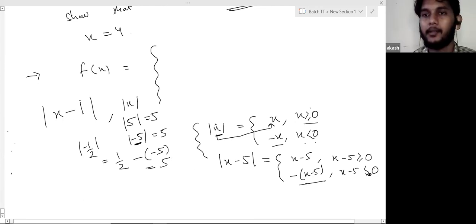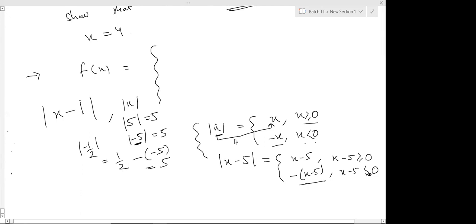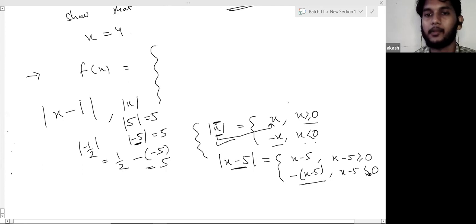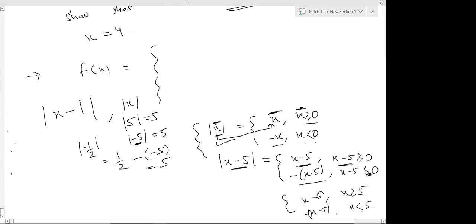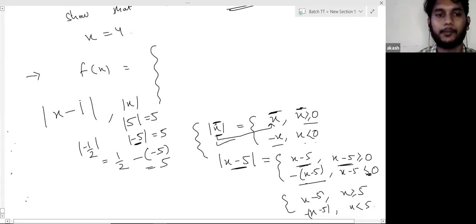Ryan, this thing is clear? Yes, sir. So we replaced x with x - 5. So this thing will also be replaced by x - 5, and this thing will also be replaced by x - 5. So we can simplify this as x - 5 when x is greater than or equal to 5, and minus (x - 5) when x is less than 5. Kinza, this thing is clear? Yes, sir. All right, please note it down.